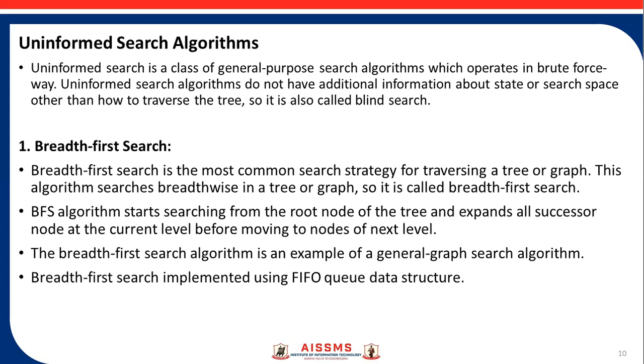In uninformed search algorithms, breadth first search and depth first search are the most important. Breadth first search is the most common search strategy for traversing a tree or graph. This algorithm searches breadthwise in a tree or graph, so it is called breadth first search. The algorithm starts searching from the root node of the tree and expands all successor nodes at the current level before moving to the nodes of the next level. The breadth first search algorithm is an example of a general graph search algorithm. It is implemented using a FIFO queue data structure.